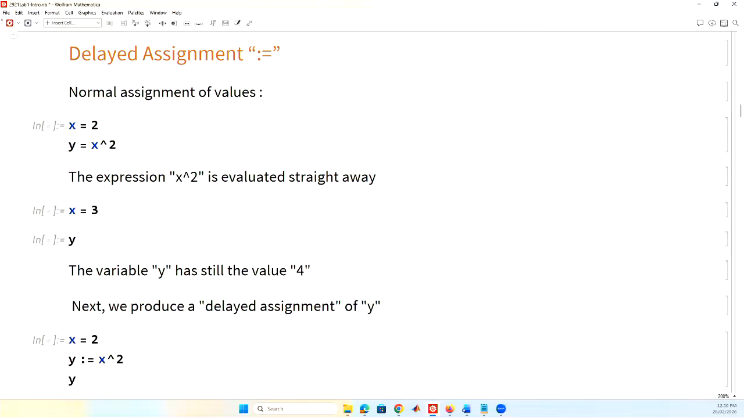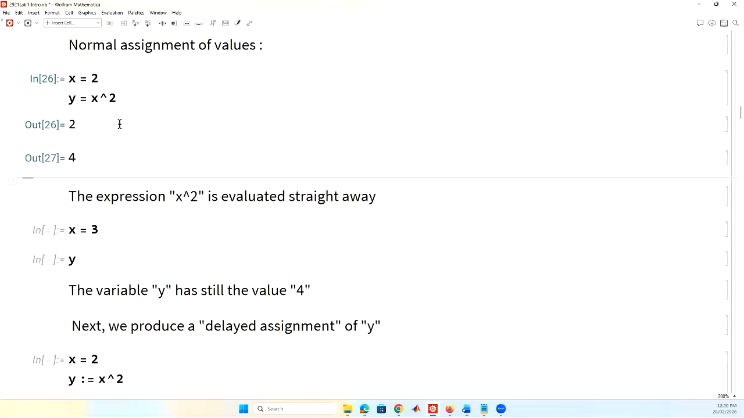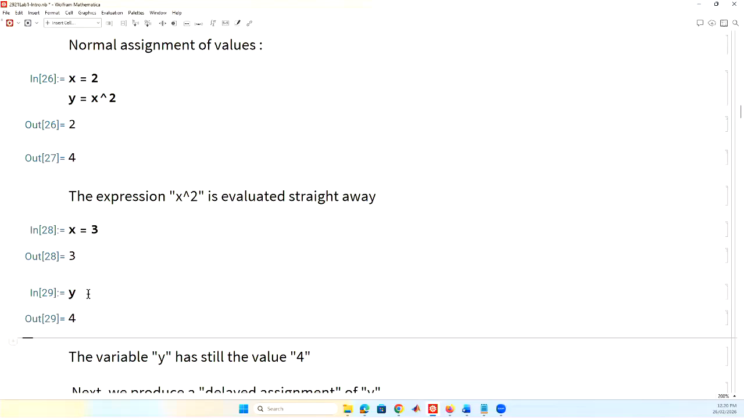So if I normally assign variables, if I let x be 2, and then I tell it that y is x squared, it goes, okay, well, I know what x is, so I'm going to dig and dig and dig, and x squared is 4. 2 squared. So what has happened there is it's evaluated the x squared straight away. If I change x, does y change? It does not. It made the decision of what y was at the point where I assigned y.